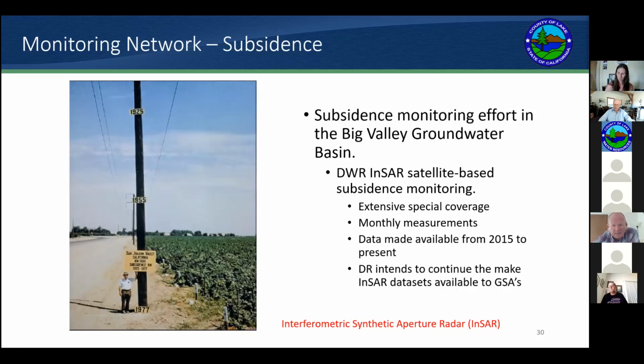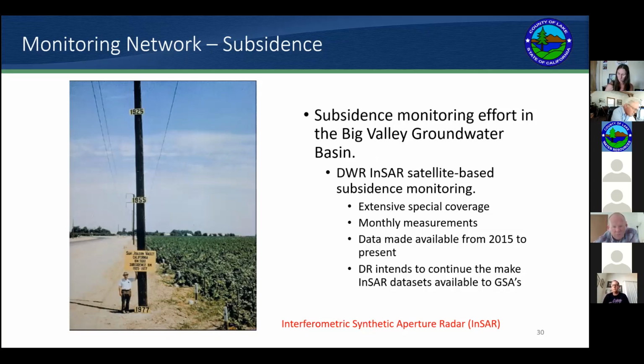Right now, the general trend is to utilize satellites. So this INSAR, or interferometric synthetic aperture radar, you'll see that acronym used a lot, is essentially being utilized to measure subsidence. Up until recently, they would do this once or twice, and they did it in 2015 and 2019. But we've been told by DWR that this is actually going to become an annual event.